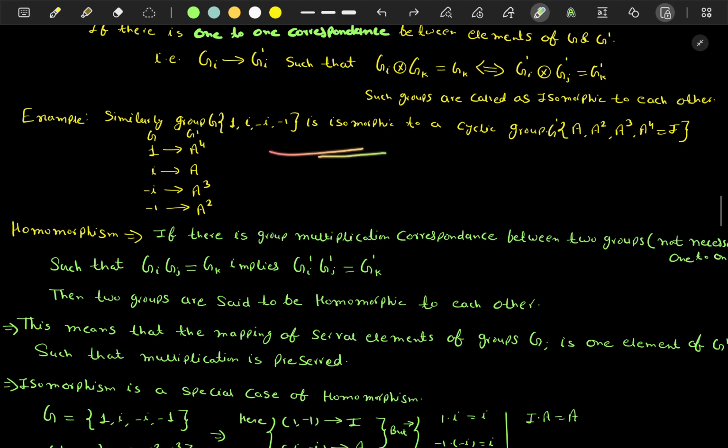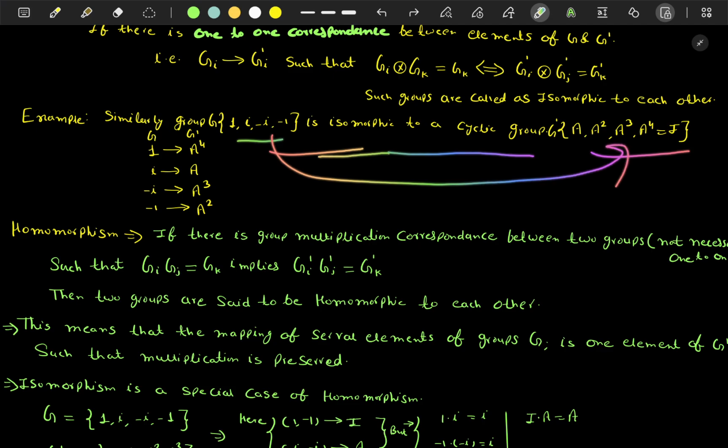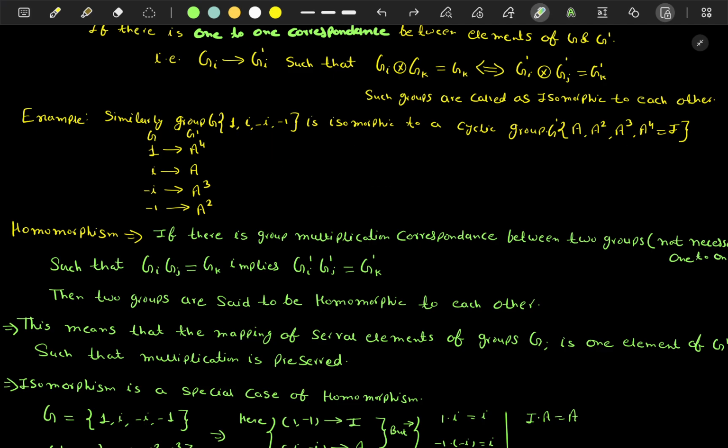Now similarly, group G is a cyclic group with this. So these both are showing isomorphism. How? Why? Suppose we take element 1, we take element A4, which is the identity element, so it will again give 1. Suppose this is giving iota and here A element is giving the same as iota value.